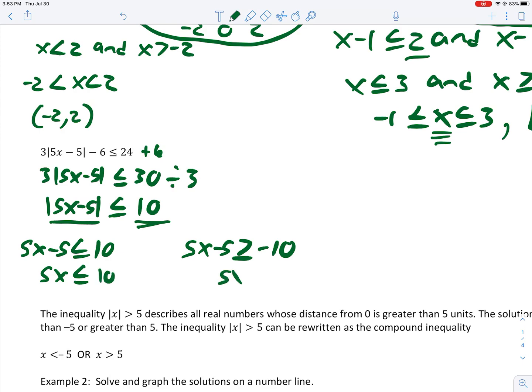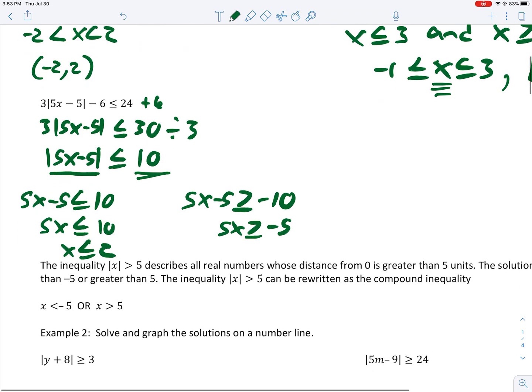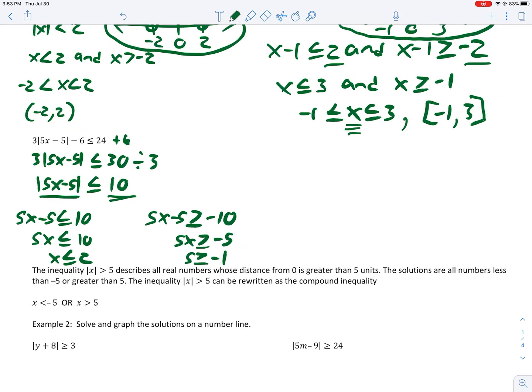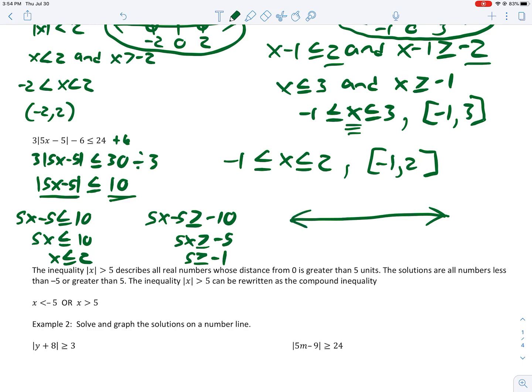And so, right, add 5, then divide. So x is less than or equal to 2, but greater than or equal to negative 1, or negative 1 to 2.